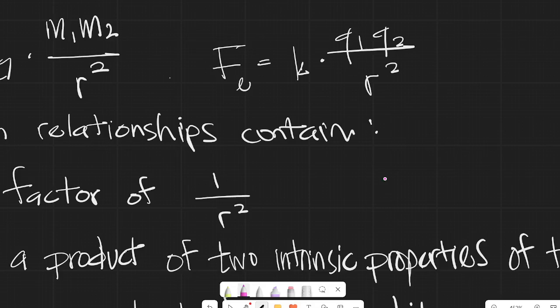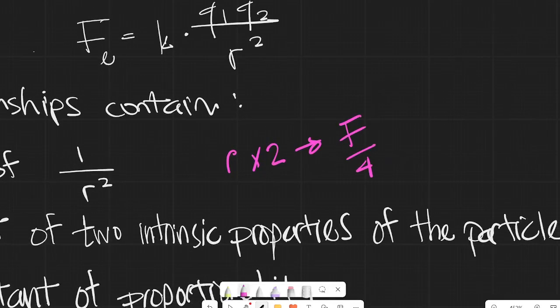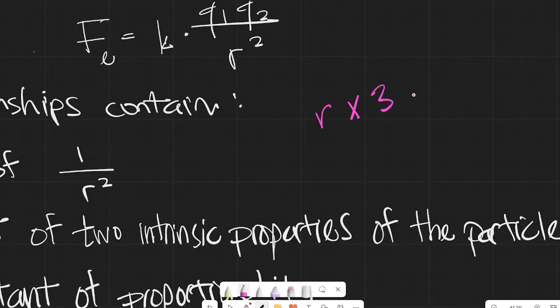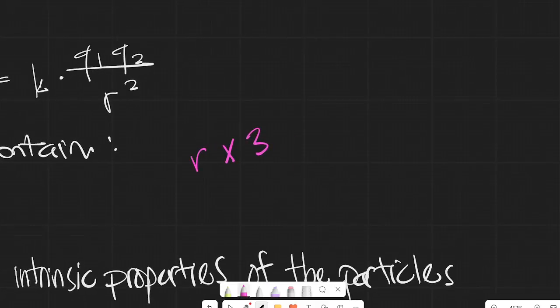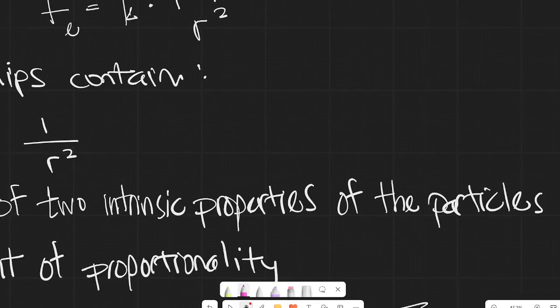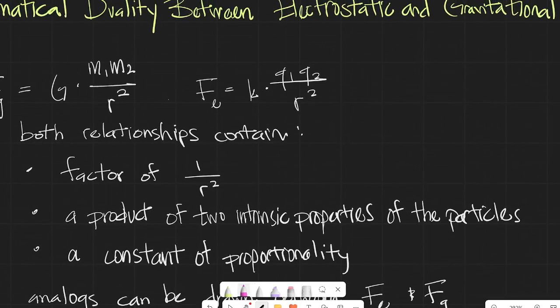Let's say the distance between these two objects is doubled, so r is times 2. That indicates that the force is going to be divided by 4. Similarly, if the distance is multiplied by 3 between these particles, then the force will be divided by 9. So that will help us a lot in a future calculation that we'll be doing with vectors.